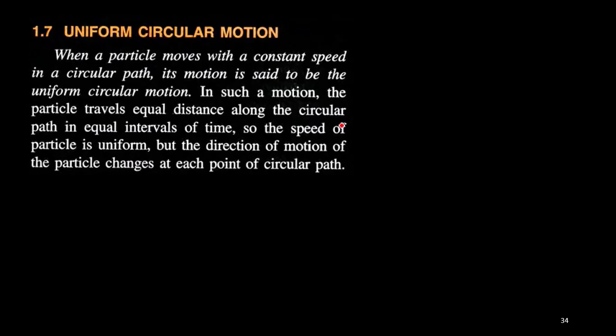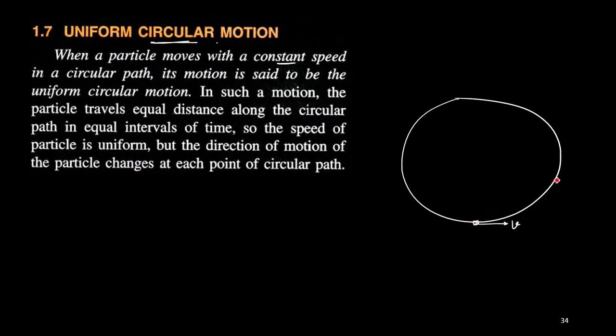Now come to the next segment of this chapter, called uniform circular motion. Regarding circular motion, the particle is moving in a circle. Whenever I say circular motion, the particle must move along a circle. Let us say a particle is moving along a circle, and at this point the speed is v, at this point the speed is v, every time the speed is v.